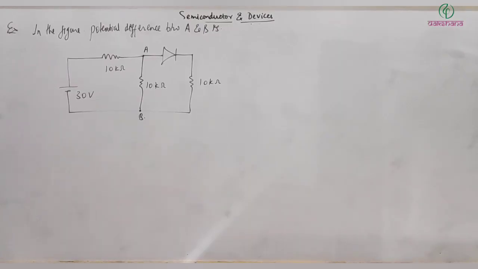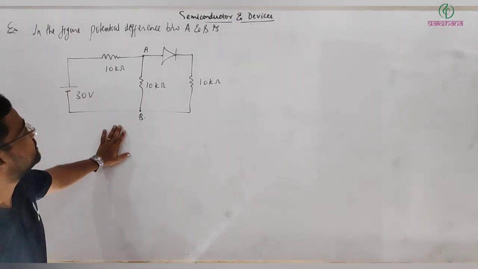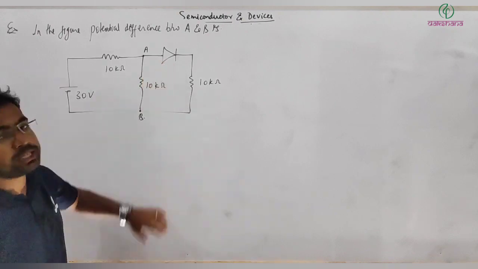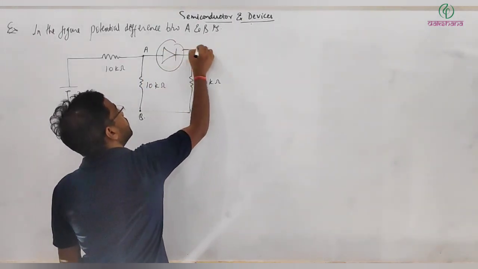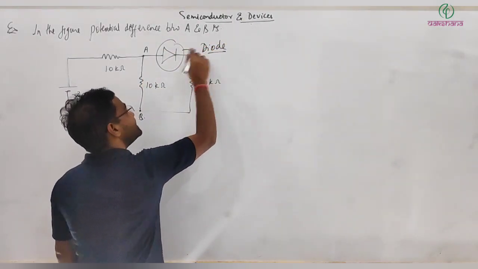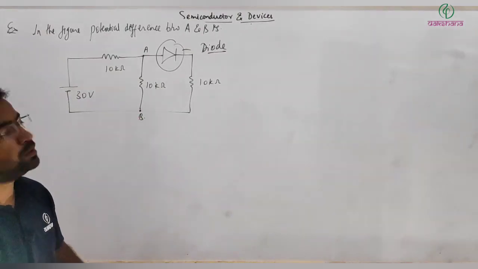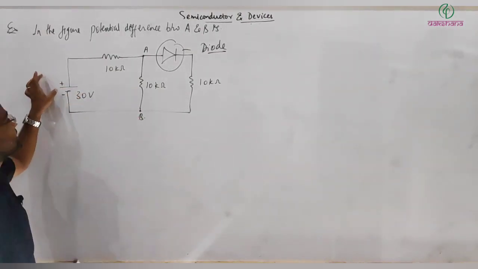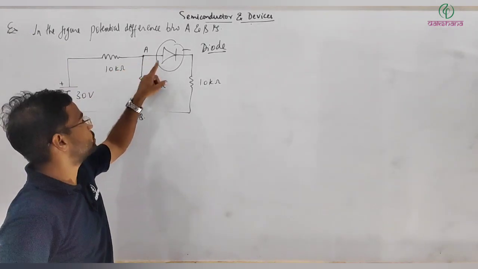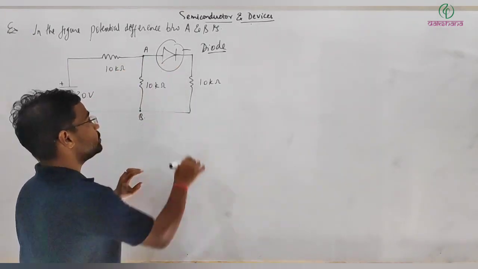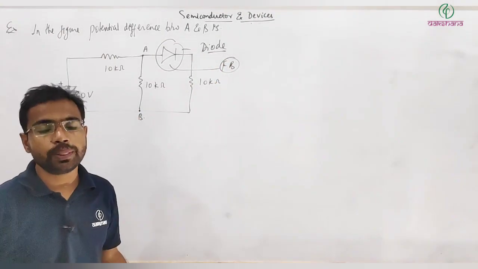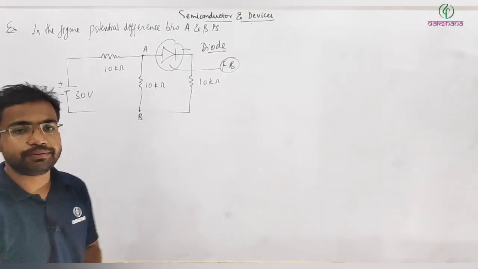Okay, so here we have another problem. In the figure, we are asked to find the potential difference between A and B, and here we are given a circuit with the diode. So this is your diode, and it's a basic problem on diode. So first thing is positive, negative battery. You can see the potential here will be higher. So this diode is in forward bias, and we must know how a diode behaves in forward bias.